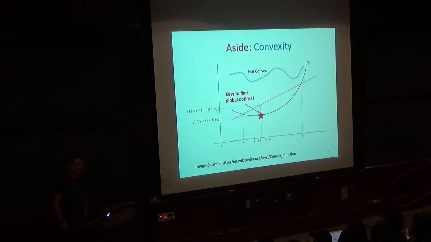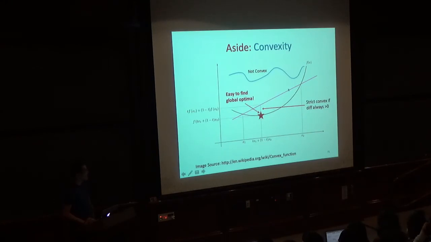In fact, for nice, well-behaved convex functions, you can find it easily using gradient descent. A function is considered strictly convex if the interior of the interpolation is always strictly greater than the actual function.